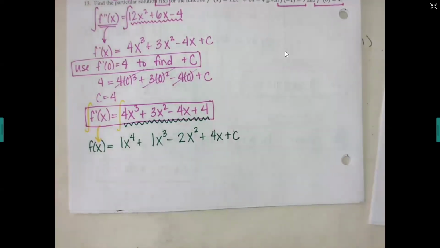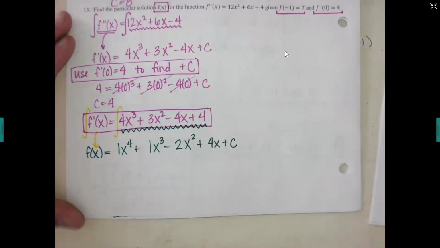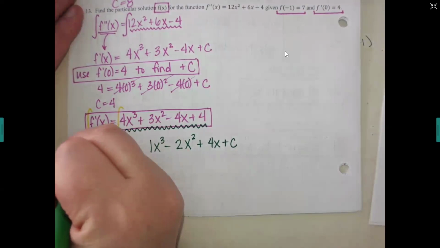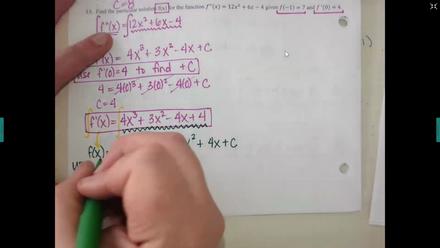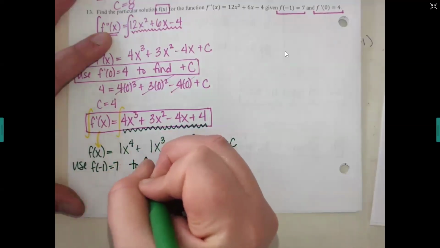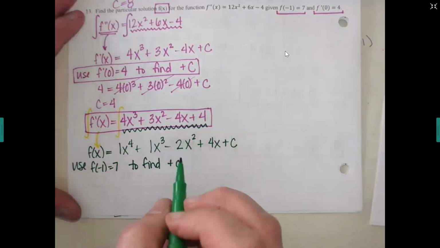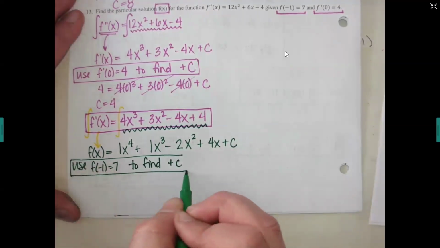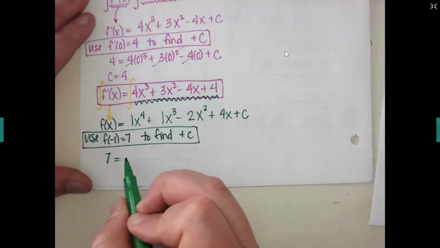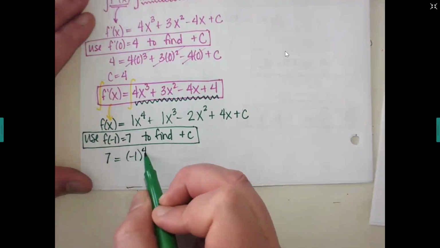Okay, then remember, that's a general solution. To turn it into a particular solution, I'll look at the initial conditions they gave me, but I need to make sure they use the one that goes with regular f, not the one with f prime. So I'm going to use f of -1 equals 7 to find the plus C. So that means that 7 is the answer when I plug in -1.